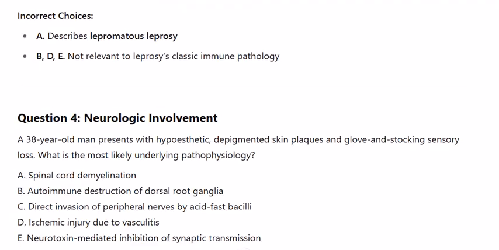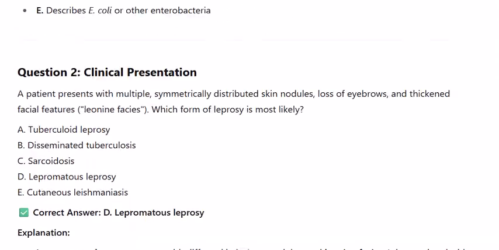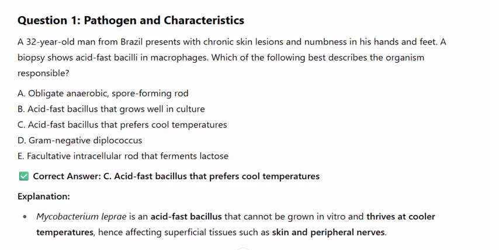USMLE-style multiple-choice questions focused on leprosy (Hansen disease), covering the organism, clinical forms, pathophysiology, diagnosis, treatment, and epidemiology. Each question includes 5 answer choices and detailed explanations.